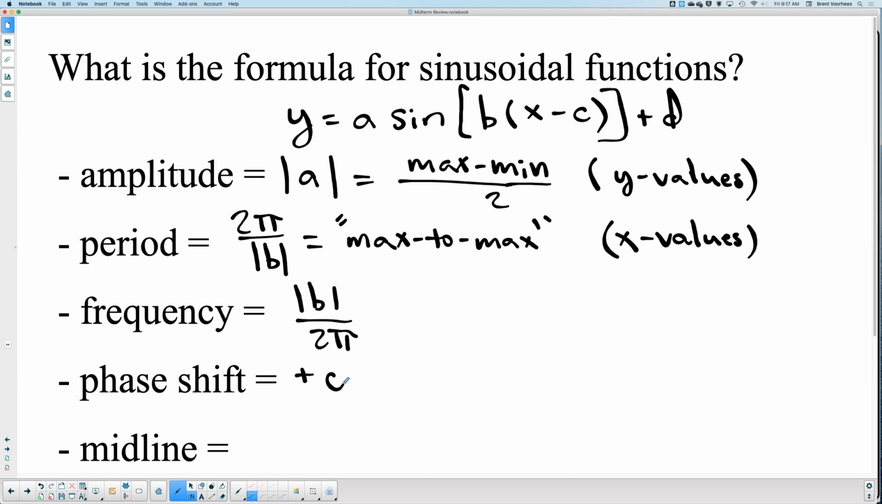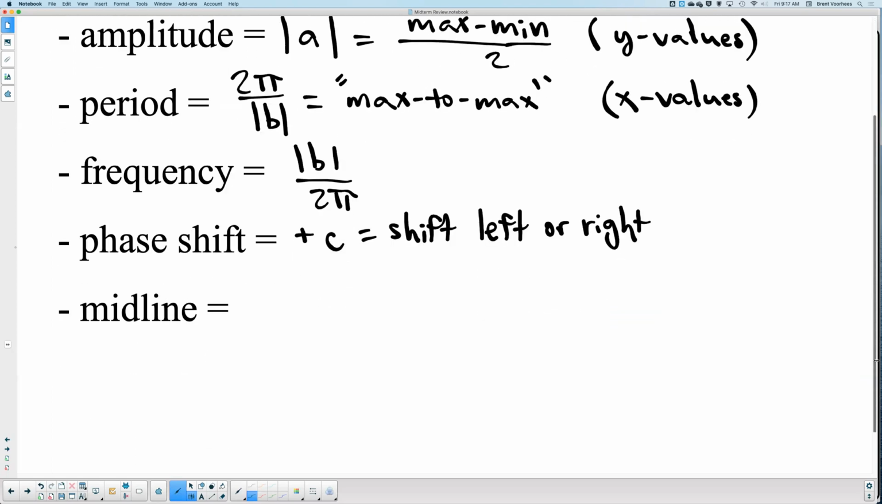If that's a plus there, then what would you say is the phase shift here? A negative. Just know it's the opposite. Whatever letter there. Don't just think, oh, maybe the formula is wrong. No, just do the opposite. And so this is a shift left or right, graphically speaking. Okay, and then finally, what about the midline?